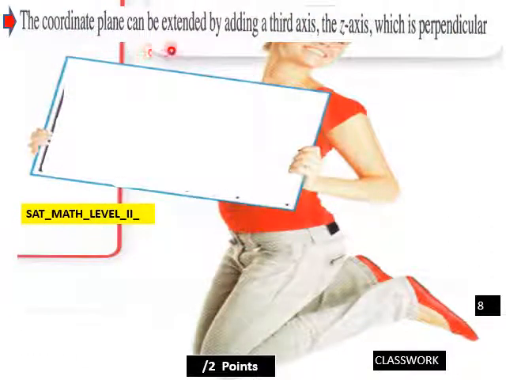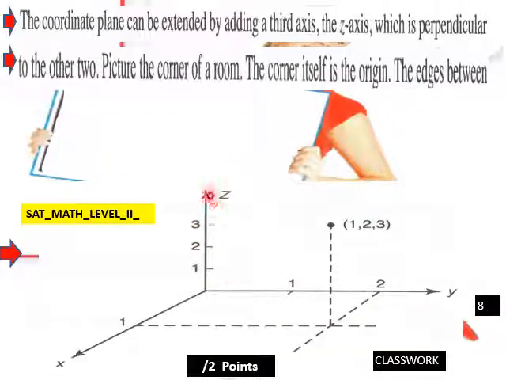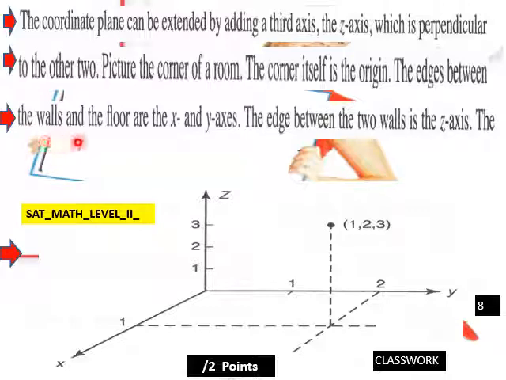Okay, the coordinate plane can be extended by adding a third axis, the z-axis, which is perpendicular to the other two. Picture the corner of a room. The corner itself is the origin. Here's your corner. The edges between the walls and the floor are the x and y axes. Here's your x-axis. Here's your y-axis. The edge between the two walls would be the z-axis right here.